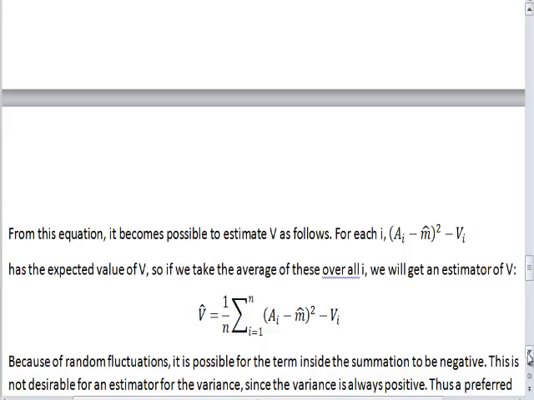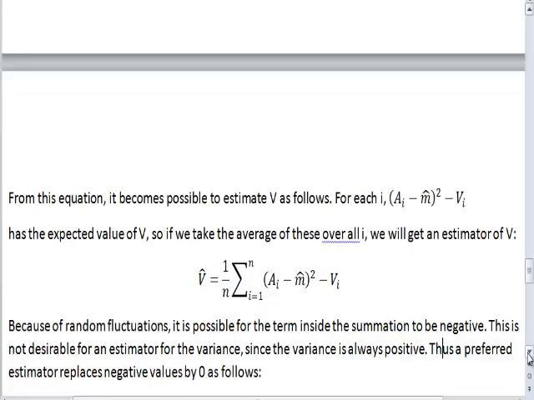And now I have not one, but for each country I have these estimators. So I take the average of all of them to get a better estimator. And so my first possibility for estimating V is that V hat is the average of this sum. For I take AI minus M hat squared, and I subtract Vi for each country, and I take these numbers for all of the countries and I take the average, and that's my estimate for V, the prior variance.